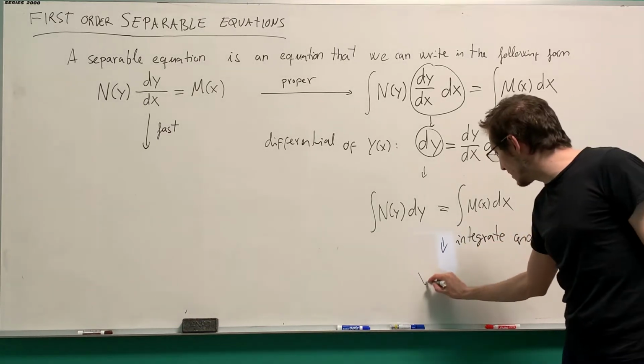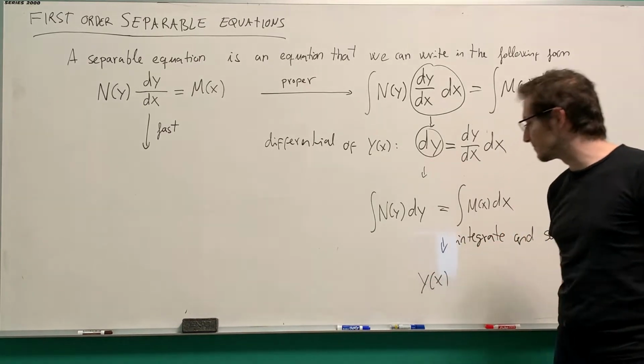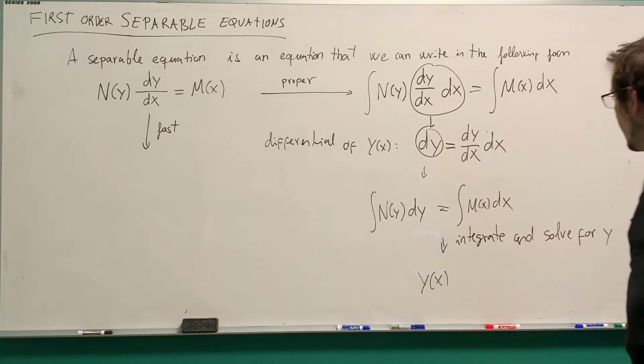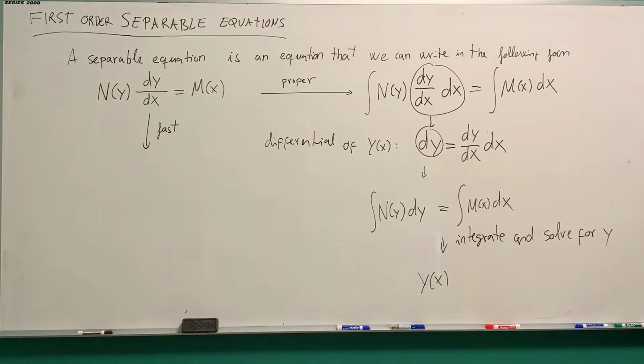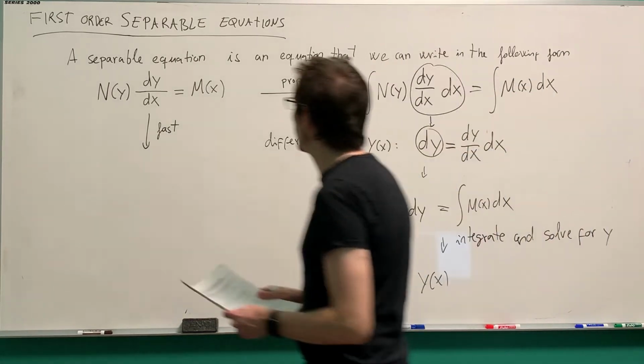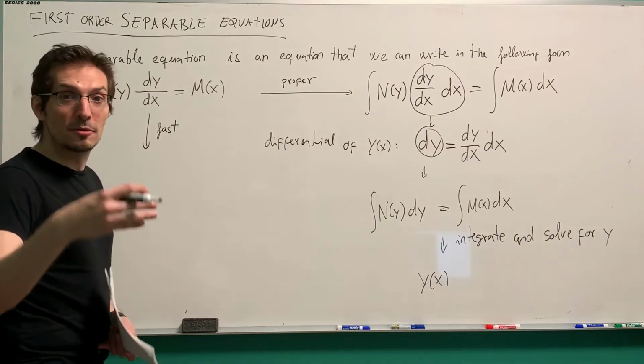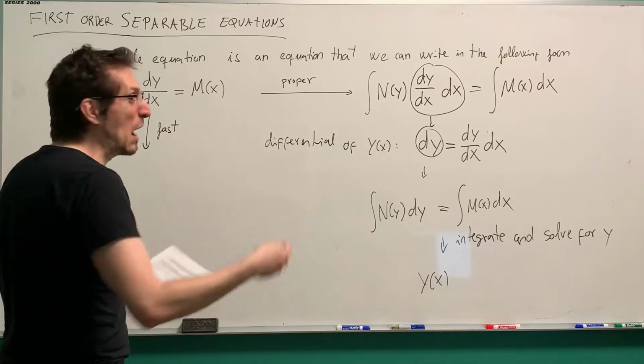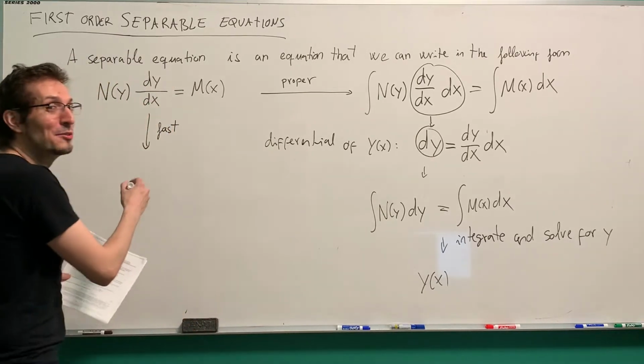After doing that, you will find the solution, which is y of x. Okay? All right. Now, we will do examples to see what this is like. This is the proper way to do it. The fast way to do it, again, you tell your pure mathematician friends to look the other way. I will also look partially the other way while I do it.